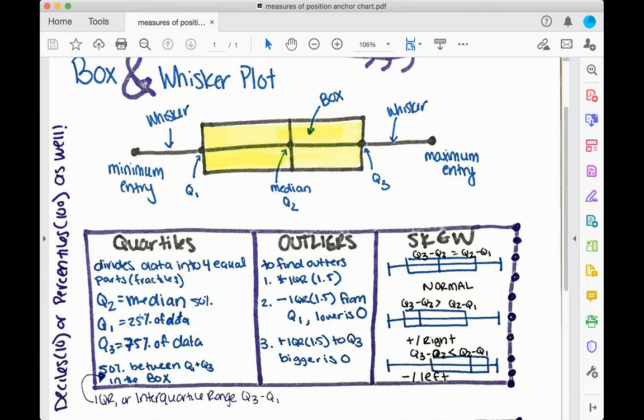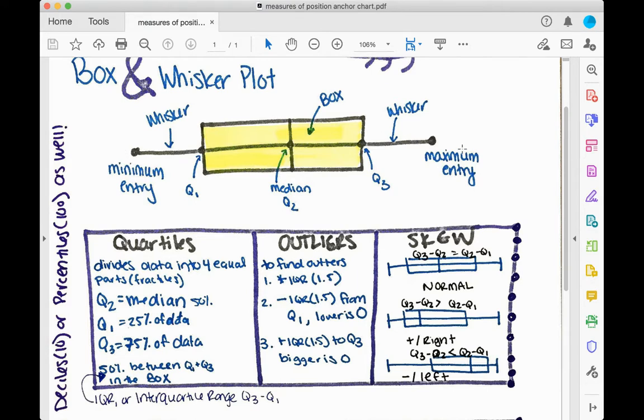really list the three. Your Q1 is the 25% of the data. Q2 is 50% of the data, so that's always going to be your median here. Your Q3 is 75, this would be 100%, and this would be 0. So you start with your minimum entry, and you end with your maximum entry, and you're just going to draw a number line all the way through.